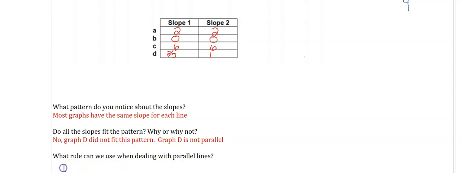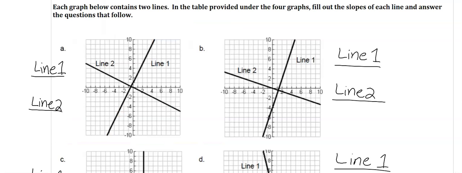Now for our last one, what rule can we use when dealing with parallel lines? We can say that parallel lines have the same slope. So now we're going to investigate parallel lines. It says each graph below contains two lines, and in the table provided under the four graphs, fill out the slopes of each line and answer the questions that follow.